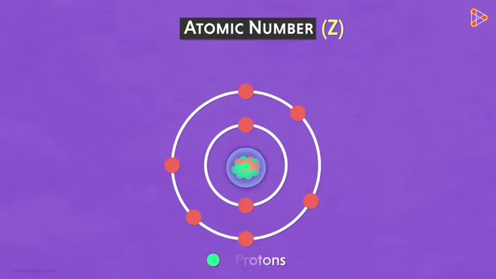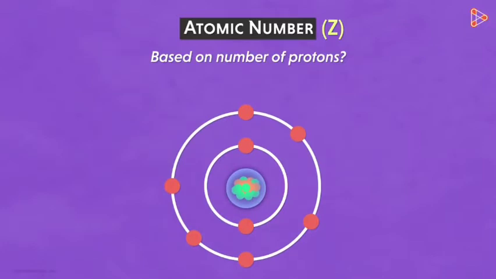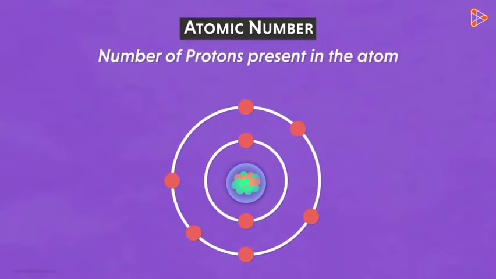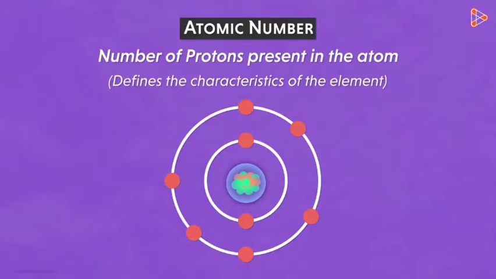So can we number the atoms or elements based on the number of protons in the atomic nucleus? Yes, this is how atomic numbers are defined. Atomic number, in simple words, is the number of protons present in the nucleus of the atom. Why do we need an atomic number, by the way? The atomic number helps in defining the characteristics of the element.